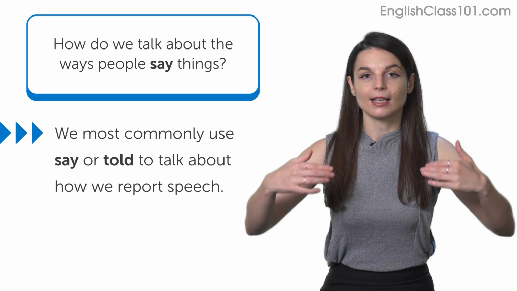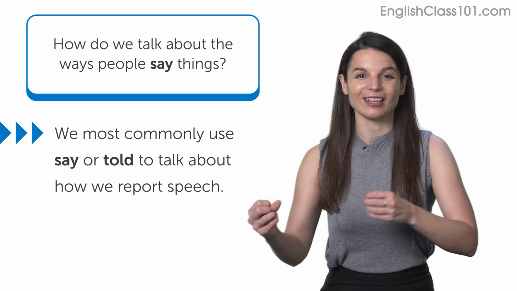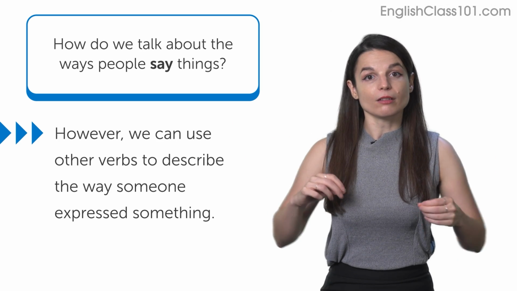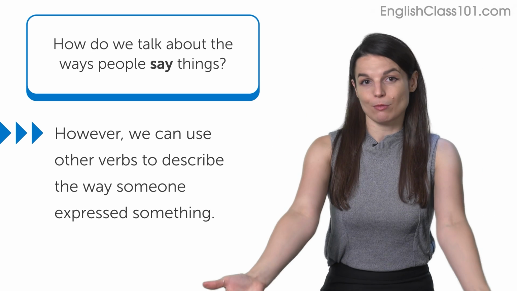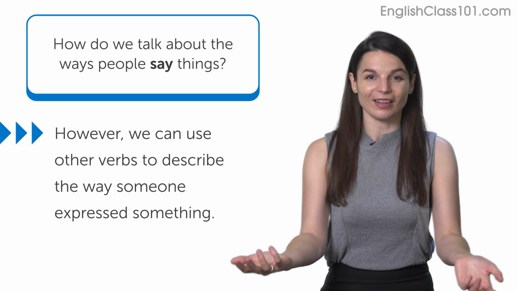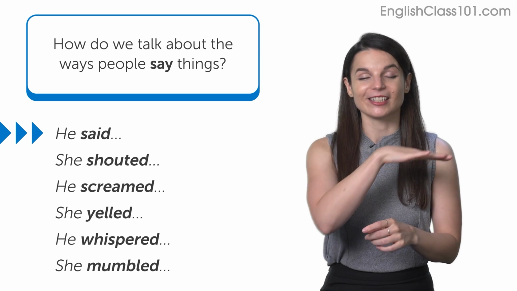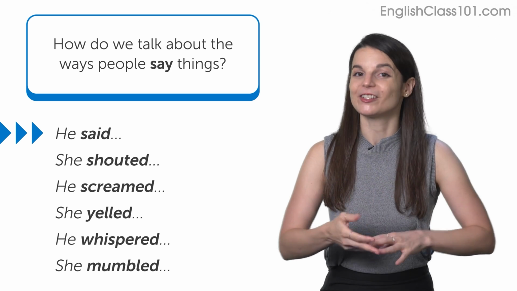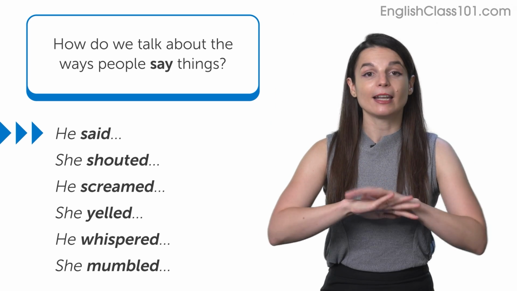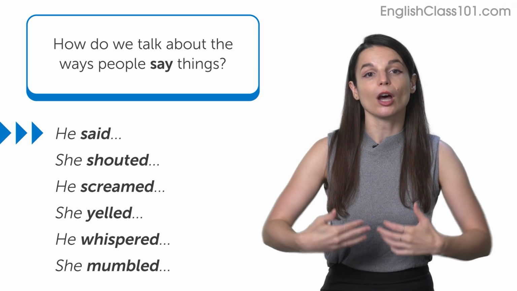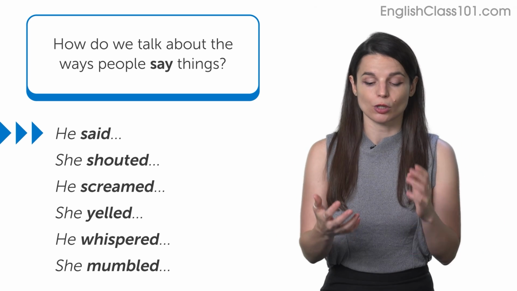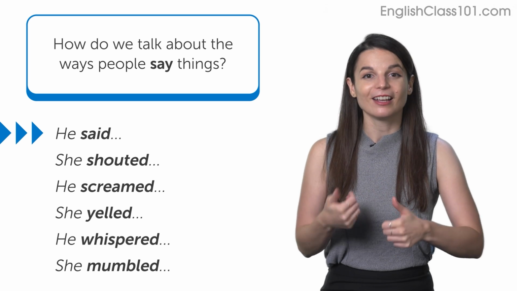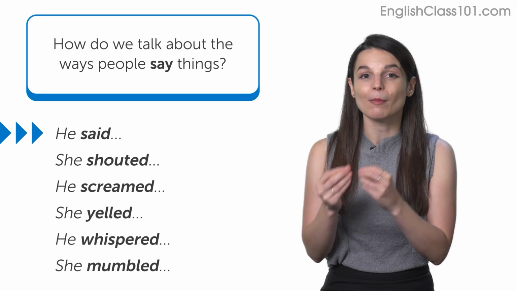So we practice using "say," or maybe "she told me," and these kinds of words to talk about how we report speech, yeah? But we can also use other verbs to describe the way that someone expressed something. So in your example, we have "said," which is the neutral form. "He said, she said," and so on. And we can also use "shouted" to mean using a very large voice. And yes, there are other verbs that we can use to talk about the ways that we express our speech. So shout is another one. Scream or yell, whisper, mumble. These are all verbs that we can use to talk about the way people talk.